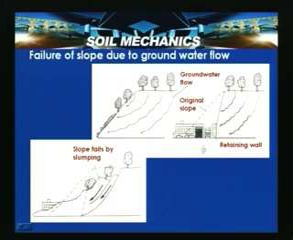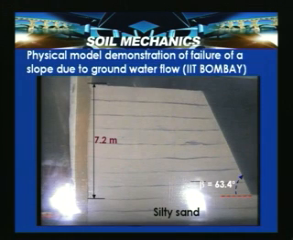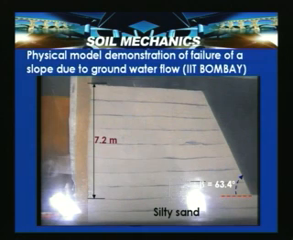Suppose a retaining wall is provided as a remedial measure, then this can be used for retaining the soil. But the influence on the stability of a slope can be seen through a physical model, shown as a demonstration experiment, of how water flowing through the soil can endanger the stability of a slope. In this section, a physical model demonstration of failure of a slope due to groundwater flow, carried out at IIT Bombay, is shown.